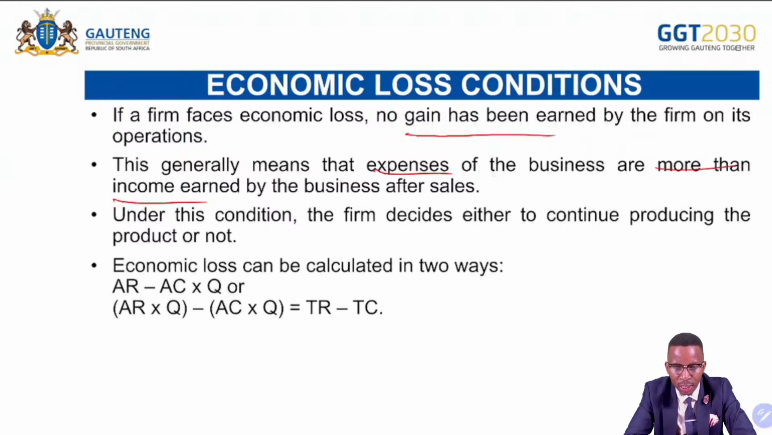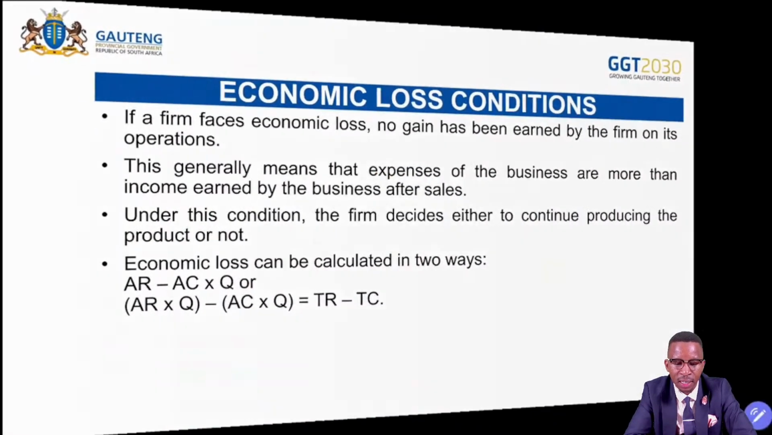Economic loss can be calculated in two ways. We say economic loss equals AR minus AC times Q, or (AR times Q) minus (AC times Q), which equals TR minus TC. It is the same way we calculate economic profit, but we get different answers.